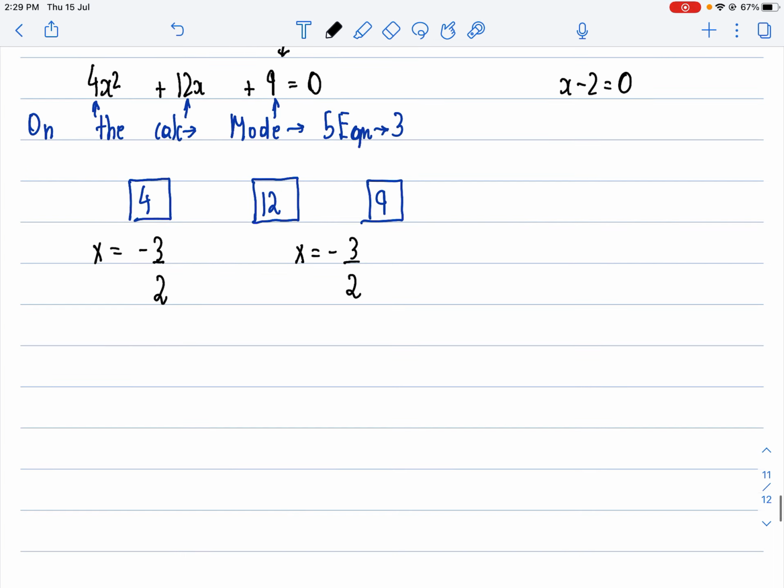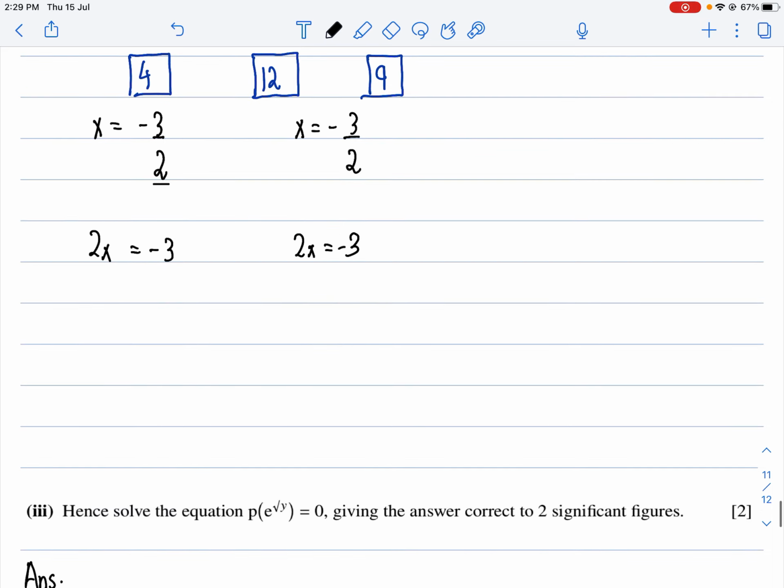Now, how do I write the factors? First, I take 2 to the other side. So I get 2x equals minus 3. Here also I get 2x equals minus 3. Now I'll take the 3 to the other side. So I get 2x plus 3 equals 0, and I get 2x plus 3 equals 0. Now because they are equal to 0, they are the factors.